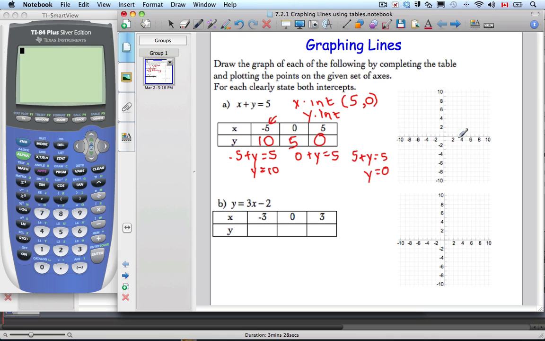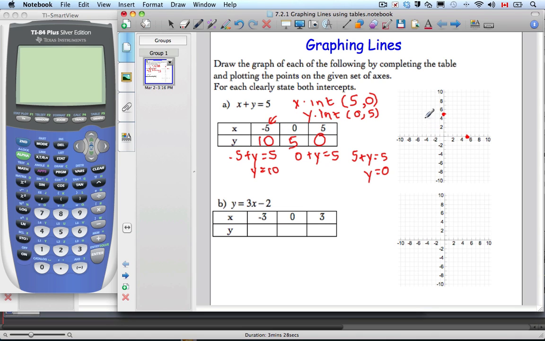So I can go over here and plot that point when x is 5. That's our x-intercept. And that means our y-intercept is going to be when x is 0, and y is 5. So that's 0, 5. That's a nice coincidence, with all these 5s and 0s. And our last point is negative 5, 10.